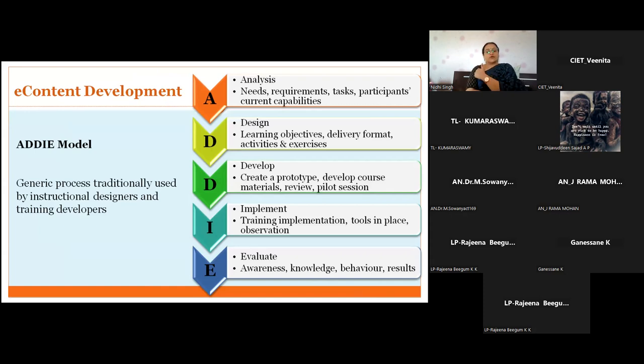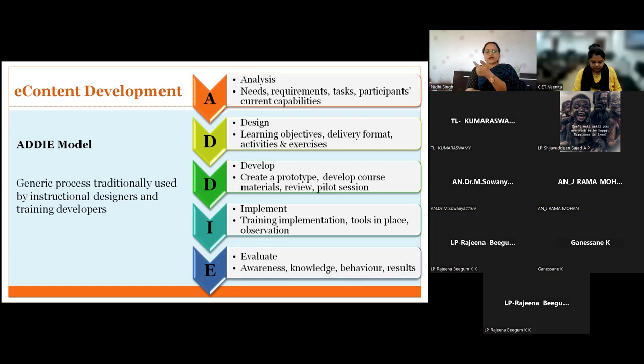So now we have these four questions in our mind while integrating ICT. We have the TPACK model, which connotes that we need to have all three important qualities in us: content knowledge, pedagogical knowledge, and technological knowledge. And then we know the types of e-content. Now we are trying to develop e-content. For that, there is the ADDIE model, a model which shows the generic process traditionally used by instructional designers and training developers.